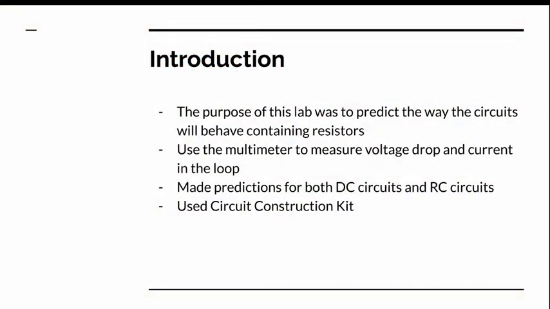The purpose of this lab was to predict the way that circuits would behave when containing resistors. This was also followed by how circuits would behave when using capacitors. In this lab, a multimeter was used to measure the voltage drop and the current in the loop, and this was used to make predictions for both DC circuits and RC circuits, and Circuit Constructor Kit was used to simulate this lab.